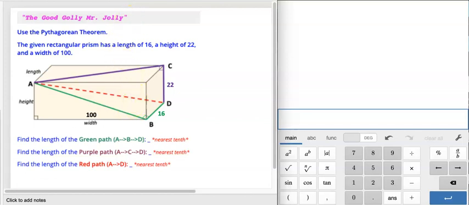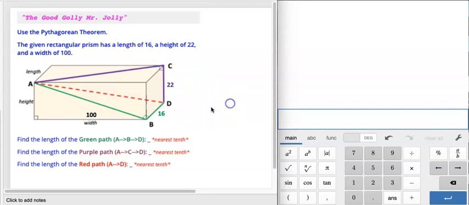Jolly. All right, so we're trying to find the green path, the purple path, and the red path, which goes directly from this front top left corner to the bottom back right corner D. So I've kind of drawn on this a little bit. I've added this 22, this 16, and this 100. If you don't draw a picture for this, this one's going to hurt your brain. So I would definitely recommend sketching some pictures, all right?